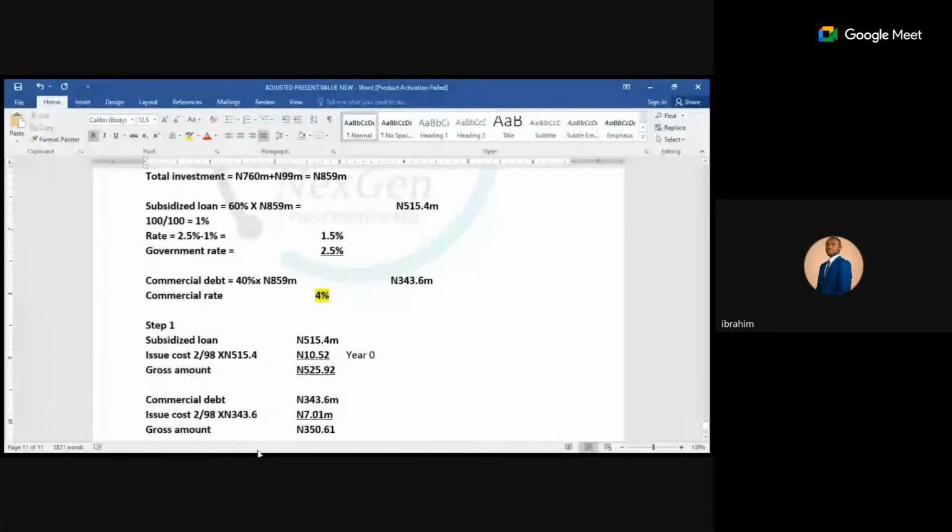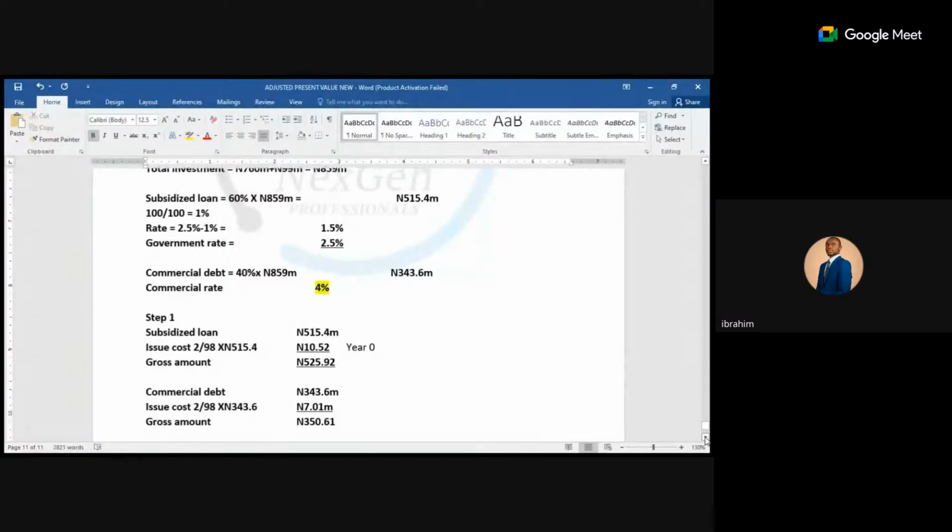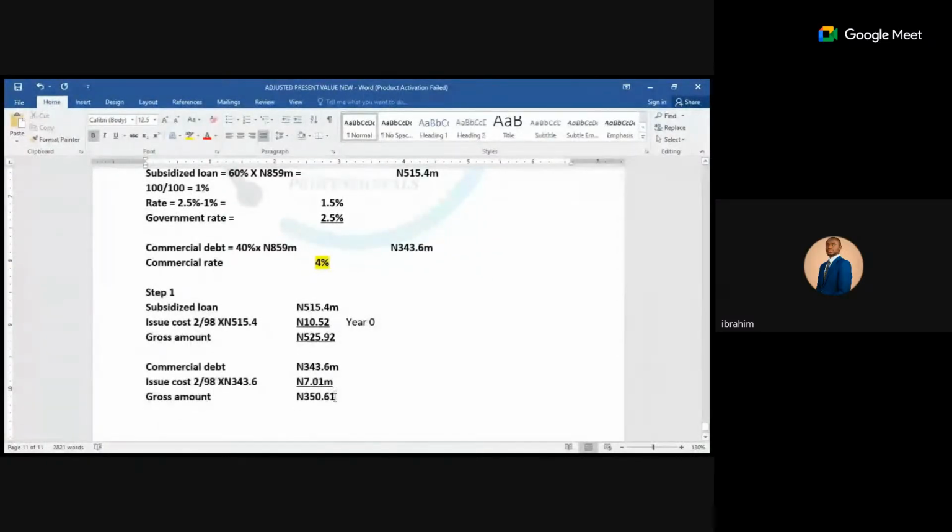Please go and check the past question. The first question we solved in class was tested in one of the diets. I think the only time you can see adjusted present value is just in 2 diets. Meaning that ICAN is here to test questions on adjusted present value for some diets now.